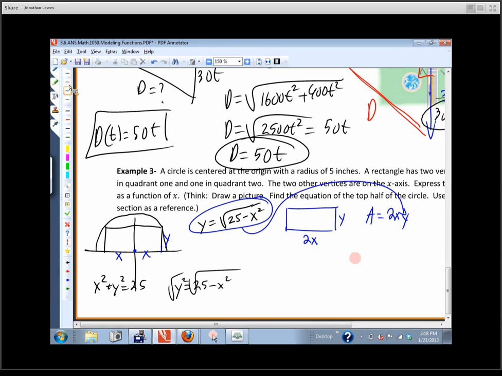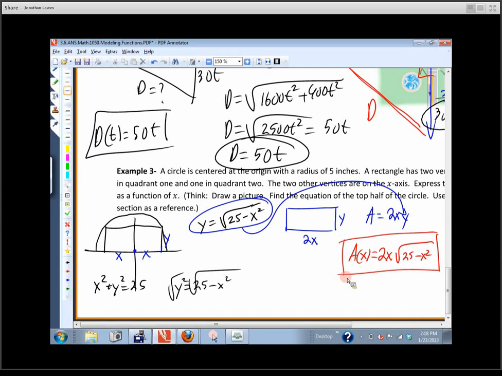And that's going to give me, now I can write it as A of x because it truly is a function of x, 2x, and what did we put in place of y? Square root of 25 minus x squared. Now, does it say graph this? No, luckily just come up with that.